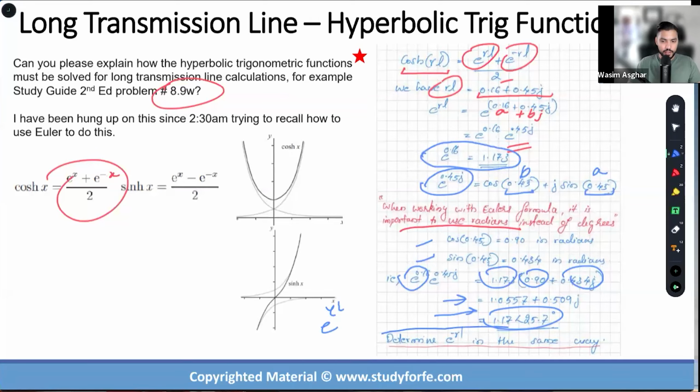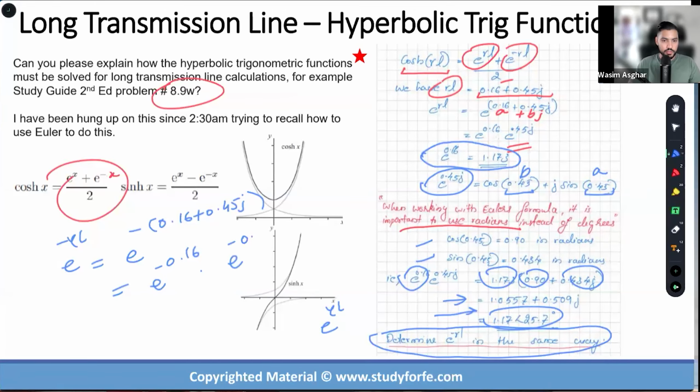And you can do the same thing in order to figure out e to the power of minus gamma L. When you're doing that, e to the power of minus gamma L will be equal to e to the power of minus (0.16 plus 0.45j), which is going to be e to the power of minus 0.16 dot e to the power of minus 0.45j. So this is going to be a constant, and you're going to then explode this as cosine minus 0.45 plus j sine minus 0.45.